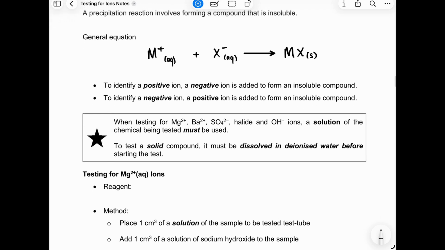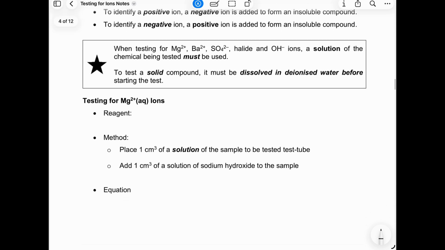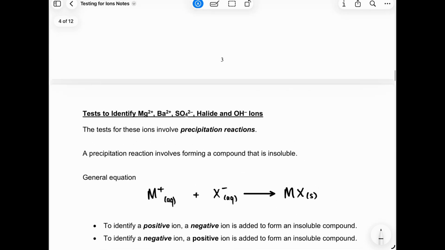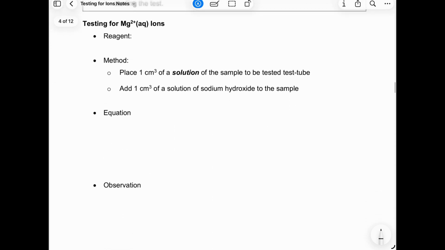And because we're doing precipitation reactions here, we can only use solutions for these tests. We can't use solids. So if we had a solid compound, we would need to first of all dissolve it in water, deionized water, to not add any other ions before starting the test. So to start off with, we're going to look at magnesium, barium and sulfate in this video. So how would we test for a magnesium ion?